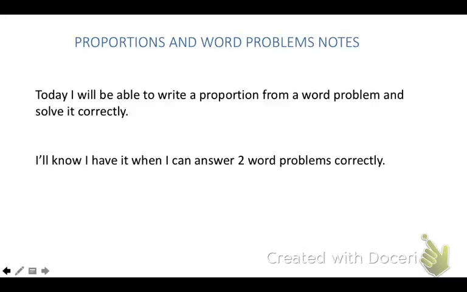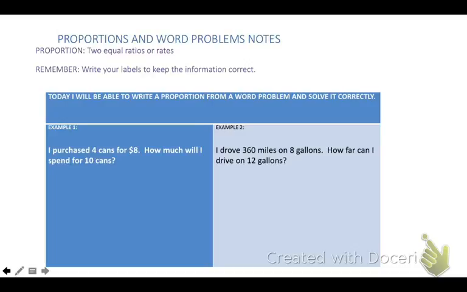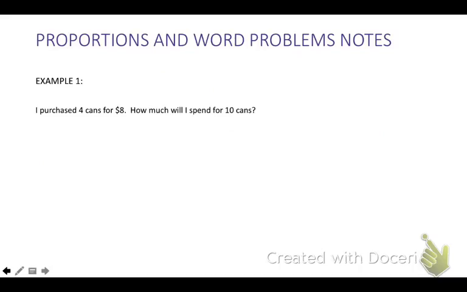Okay, next part. All right, proportions and word problem notes. Remember, a proportion is 2 equal ratios or rates. Remember, write your labels to keep the information correct. Your notes are right here in front of you. Make sure you have that paper. And let's move on to that first example.